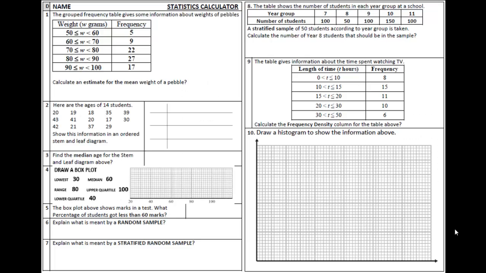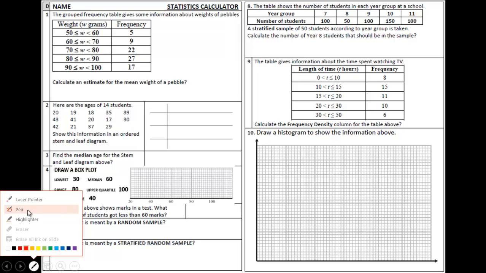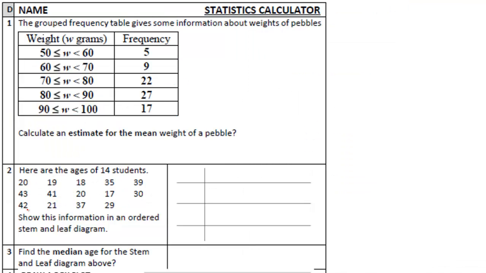This is the statistics calculator set D worksheet. By now you should have done set A, B, and C, and you should be pretty okay at these. If you're looking at the worksheet, this is what you should be seeing. Let's get the pen up so we can work through this, and let's look at the first question.